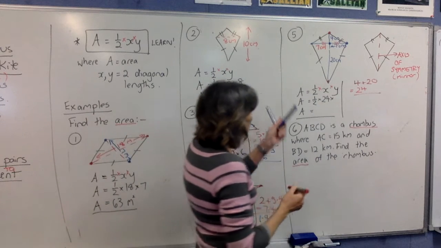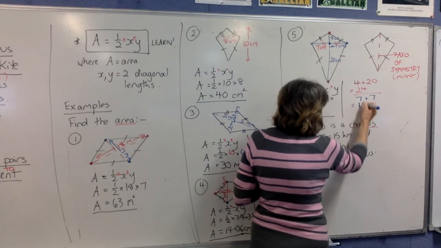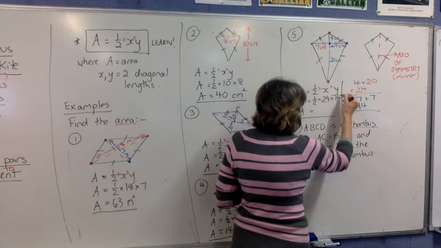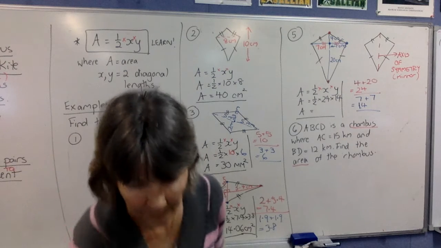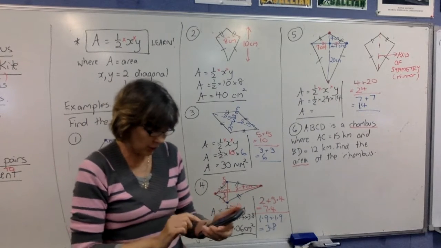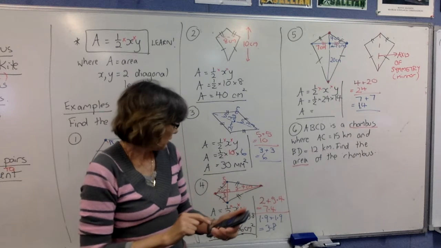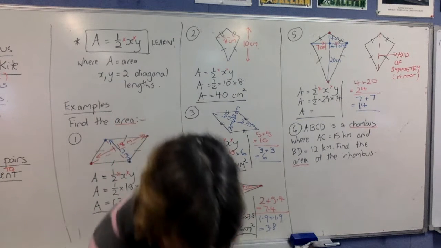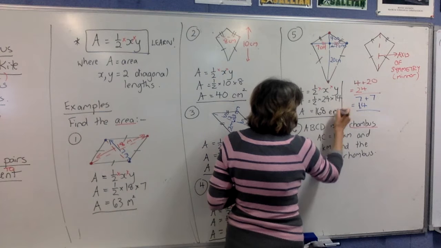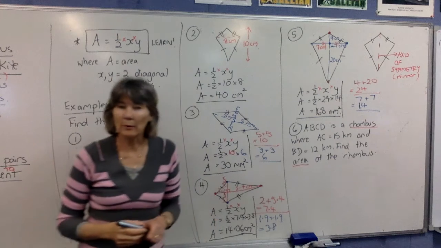So I can now say that that one there is going to be 7 plus another 7, and that will be 14 for that diagonal. So I'm going to put that 14 in there now. So now you're going to go to your calculator and type it in. You know how to do this now, just type it in. So it's fraction key, 1, down arrow, 2, right arrow, times 24, times 14, and you get 168 centimetres squared.